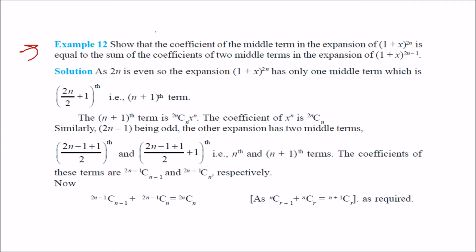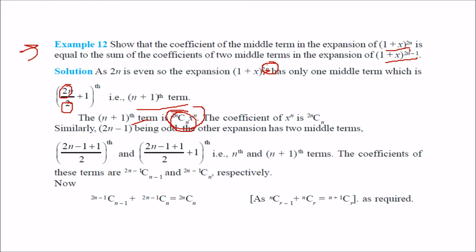Now you have example 12: show that the coefficient of the middle term in the expansion of (1 plus x) to the power 2n is equal to the sum of the coefficients of the two middle terms in the expansion of (1 plus x) to the power 2n minus 1. So 2n is even, so when you expand it, you will get one middle term. That is the (n plus 1)th term, which is 2nCn x to the power n, and the coefficient is 2nCn.